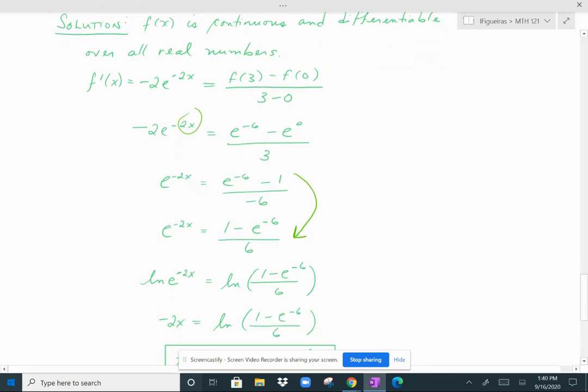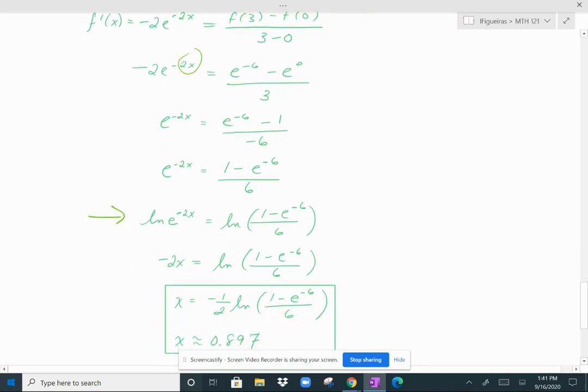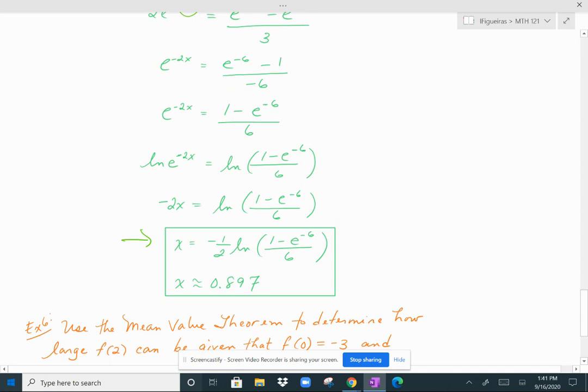But now I need to get that variable out of the exponent. So I'm going to use my natural log, which is the inverse function of the e function. So I have natural log of e to the negative 2x equals the natural log of 1 minus e to the negative 6 over 6. All right, so this left side just becomes negative 2x. The right side stayed the same, but I'm not quite done. I still have to get rid of the negative 2, so I multiply both sides by negative 1/2, and I get x is equal to negative 1/2 ln of 1 minus e to the negative 6 over 6.